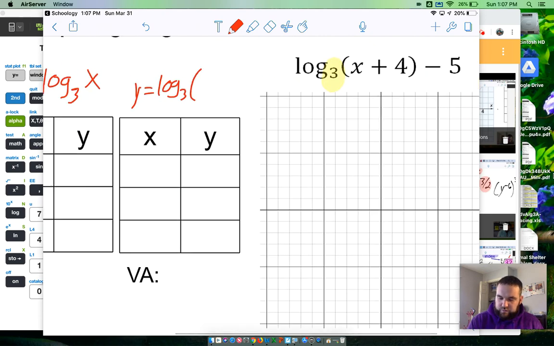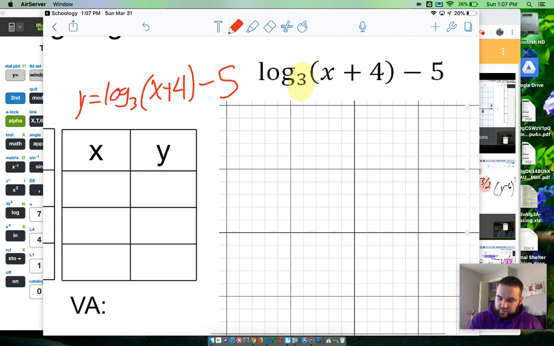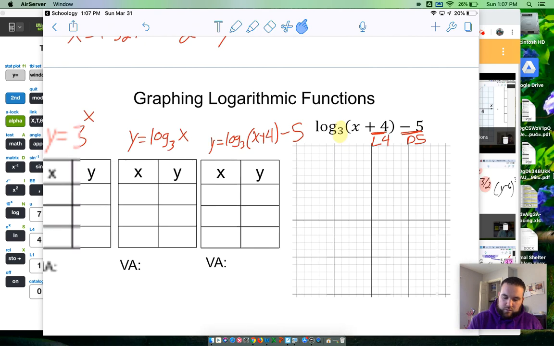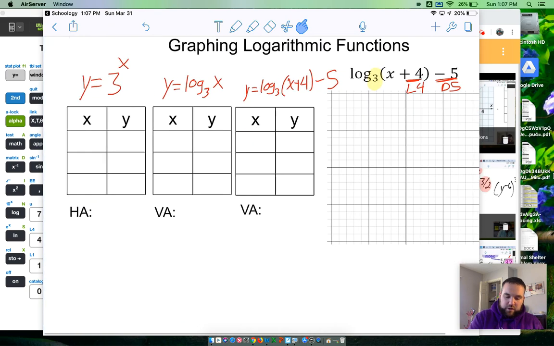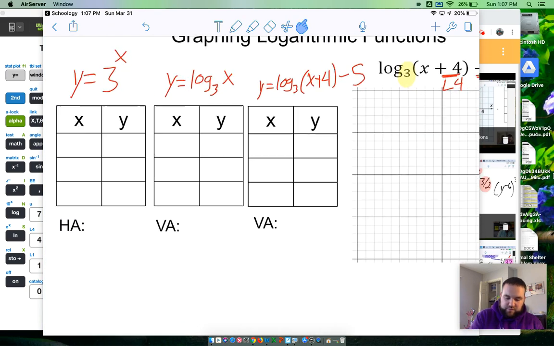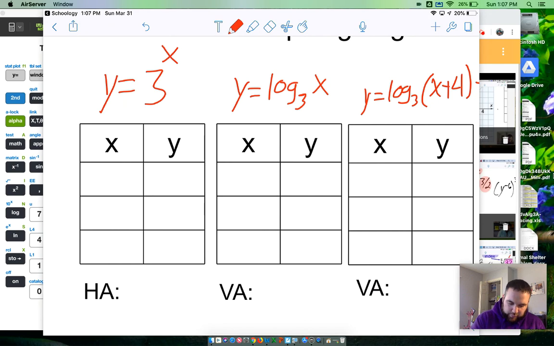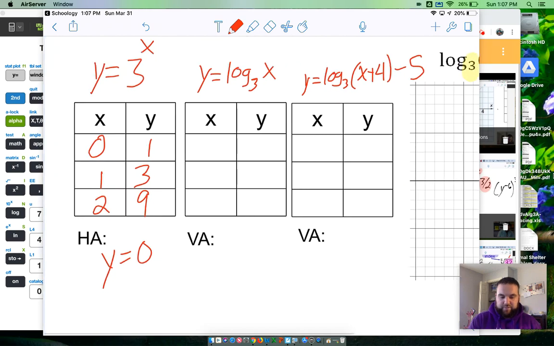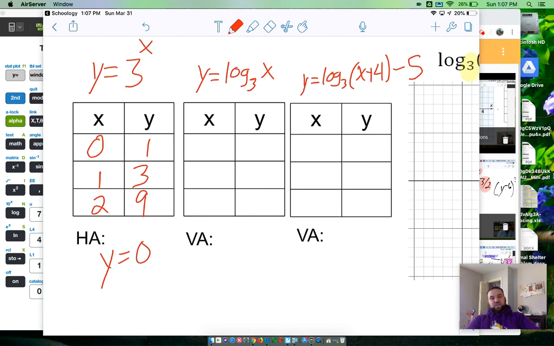So x plus 4 and minus 5. So just so I can note, this is going to move left 4, this is going to move down 5. So for 3 to the x power, again, I'm just going to pick a couple values. I'm just going to use 3 of them here. So 3 to the 0 is 1, 3 to the first is 3, 3 to the second, or 3 squared, is 9. I know the horizontal asymptote starts at y equals 0. So there's my table of values for y equals 3 to the x.